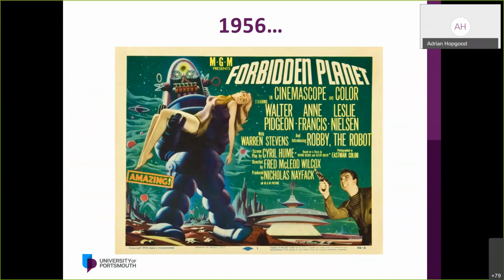So let's look at a bit of history going back. 1956, I've put up this poster for the film Forbidden Planet to illustrate the idea that artificial intelligent human-like beings have been of interest in the world of fiction for many years. Forbidden Planet featured this character, Robbie the robot, a humanoid robot, an intelligent robot that people could empathise with.